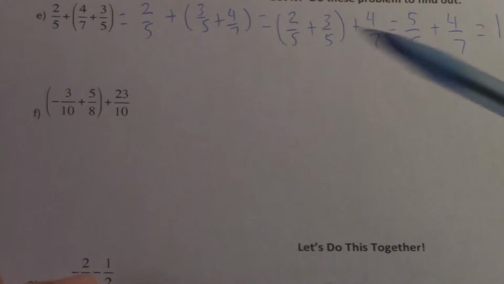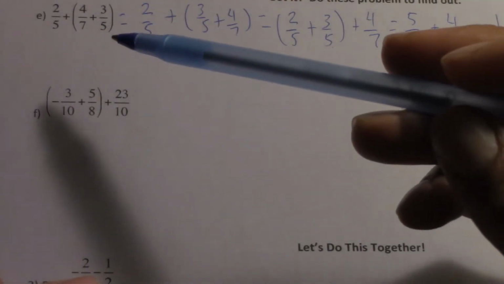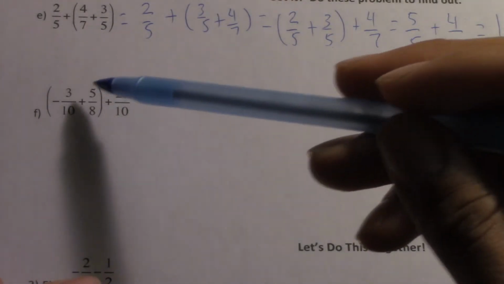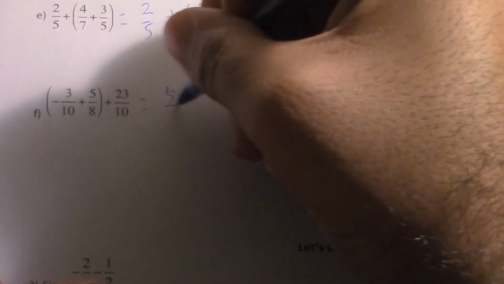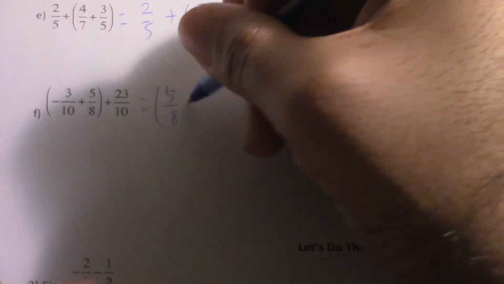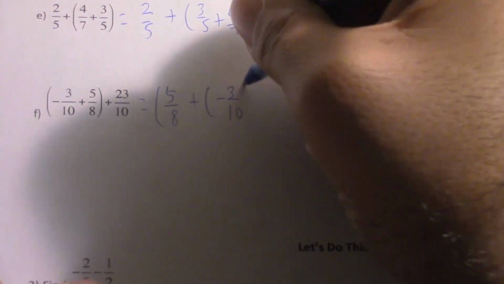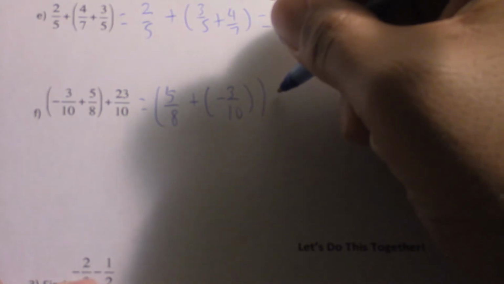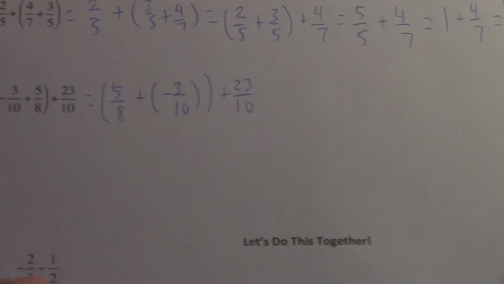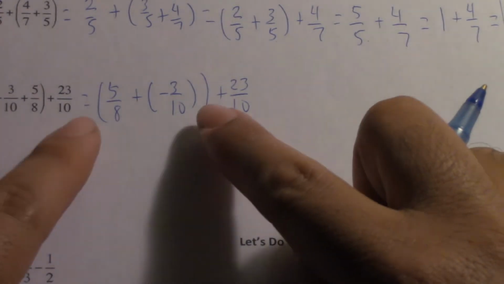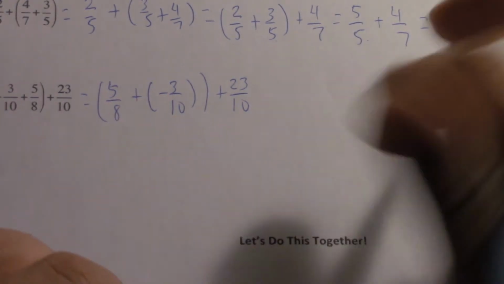So let's go ahead and switch negative 3/10 and 5/8 with each other. So we have 5/8 plus negative 3 over 10 plus 23 over 10. I can then go ahead and shift the parentheses over from here to here.